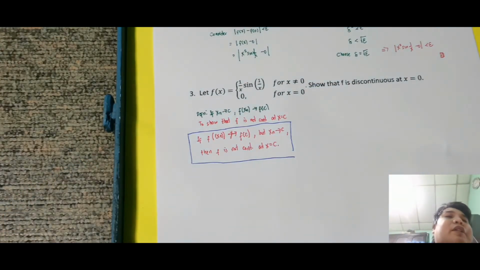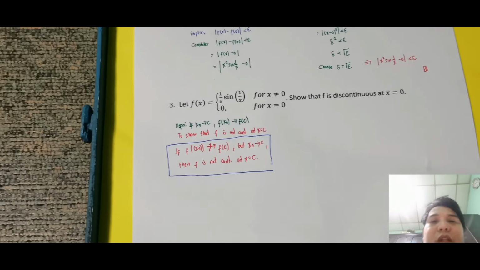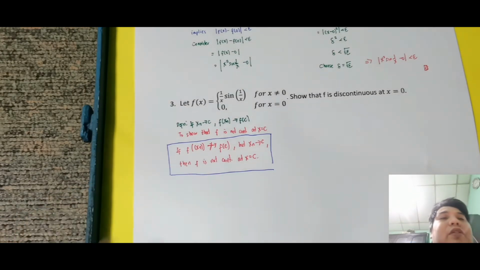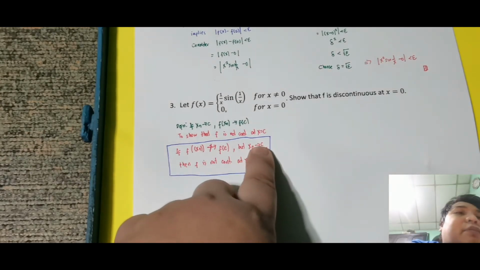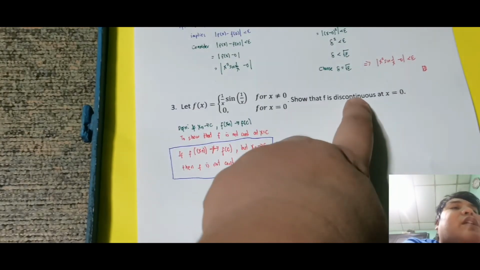Para masabi natin na isang function is not continuous at c, ito gagawin natin. I-evaluate ko yung f of x sub n, pero dapat yung f of x sub n does not approach to f of c. So anong gagawin natin? Hahanap ka ng sequence na nagtetend dun sa c. So hahanap tayo ng sequence na nagtetend sa 0.